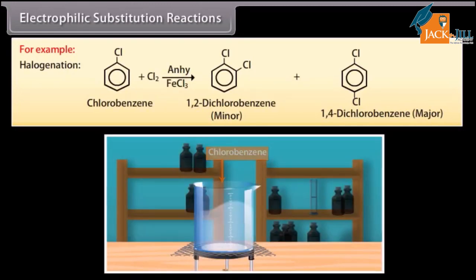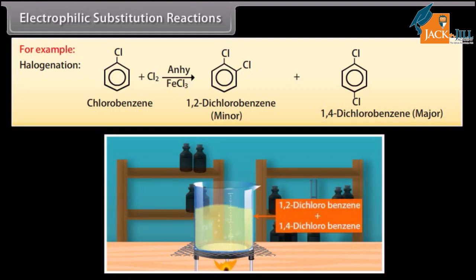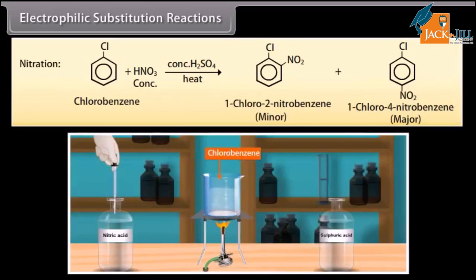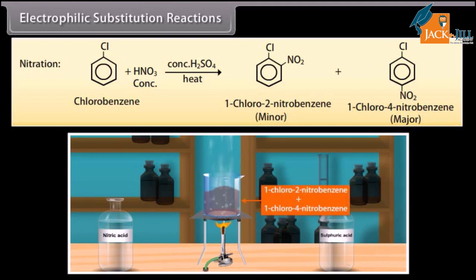Halogenation. When chlorobenzene is mixed with chlorine and ferric chloride is added, it reacts to give 1,2-dichlorobenzene, which is a minor product, and 1,4-dichlorobenzene, which is a major product. Nitration. When chlorobenzene is mixed with nitric acid and concentrated sulfuric acid is added, it reacts to give 1-chloro-2-nitrobenzene, which is a minor product, and 1-chloro-4-nitrobenzene, which is a major product.